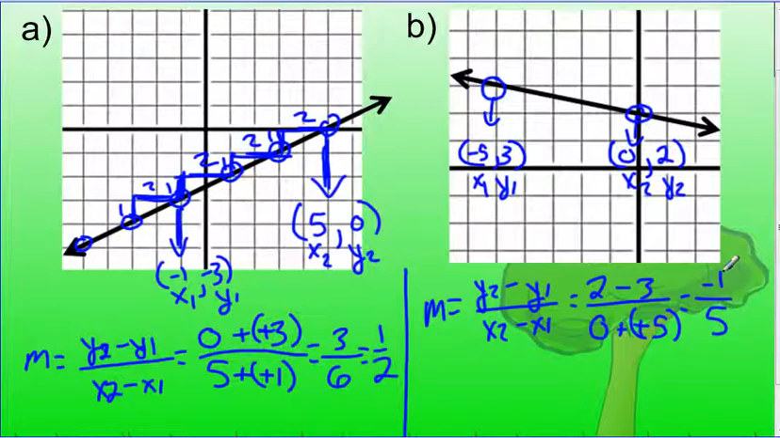So that tells us our change in our y is down by 1. Our change in the x is over 5. So from this point to that point, I'm going to go down 1 over 5. 1, 2, 3, 4, 5. That's what the slope tells us. How to get from one point to the next.